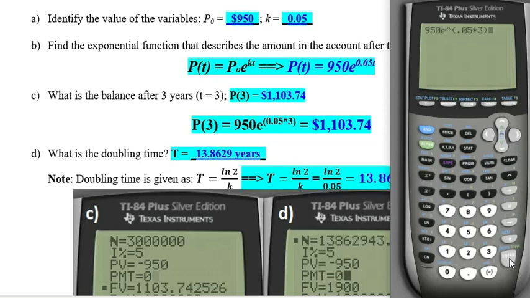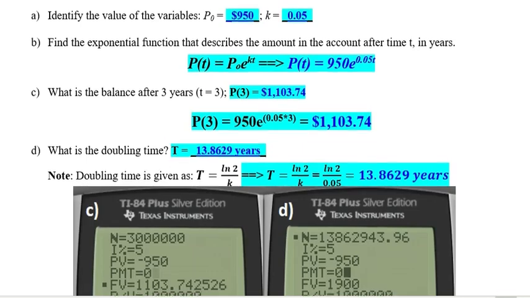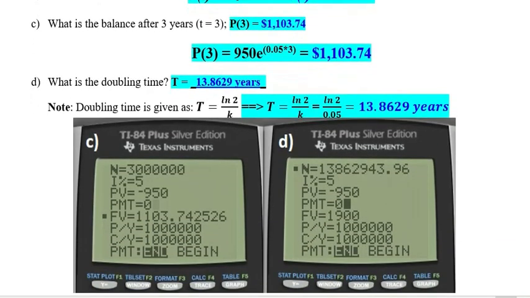And that gives you equal to $1,103.74. Then you can use TVM solver. So this is growing continuously. So n is 3 years, that is 3 times a million. So it is growing a million times a year. So that is 3 times a million.